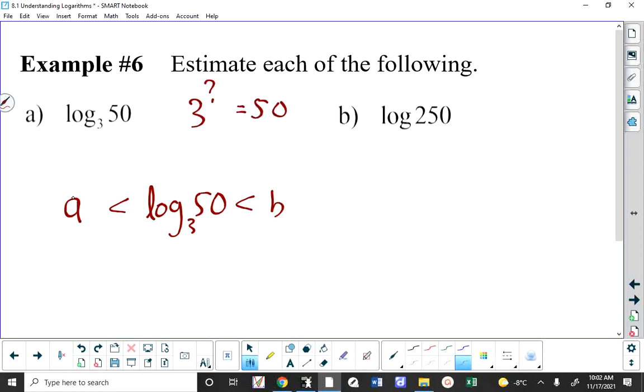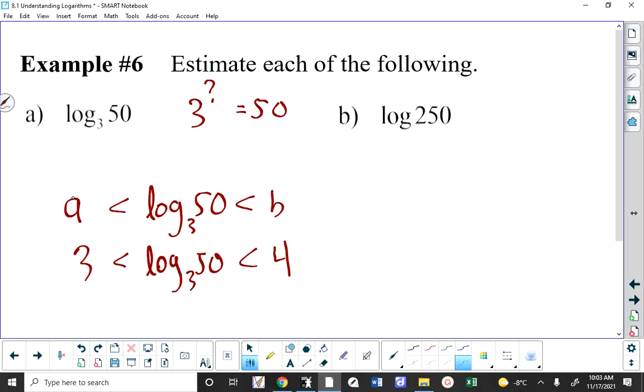So let's narrow it down. 3 squared is 9. 3 cubed is 27. Am I right? 3 cubed is 27. What's 3 to the 4? 81? Okay, we're looking for 3 to an exponent equals 50. 50 is between 27 and 81, which means that log base 3 of 50 is between 3 and 4. It's some number between 3 and 4. I don't care what that number is.